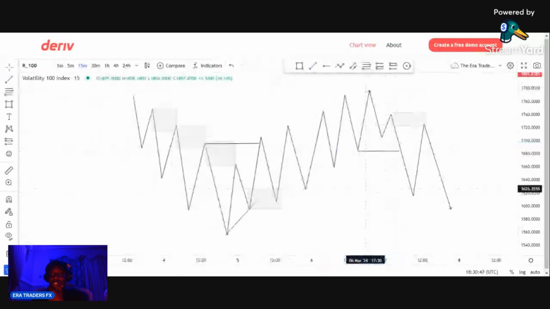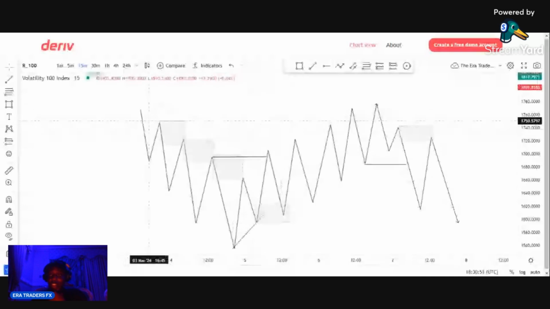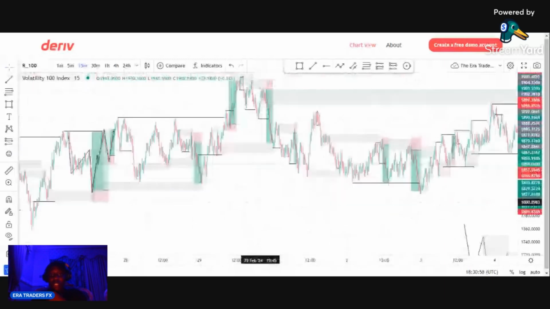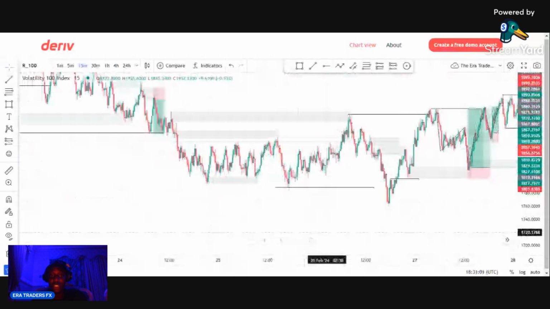So you need to understand your structure, your demand and supply, and also then know when to pick your supply to demand flip or your demand to supply flip. Okay, so let me go to the chart to show you some examples that I did. So the first one here is this.